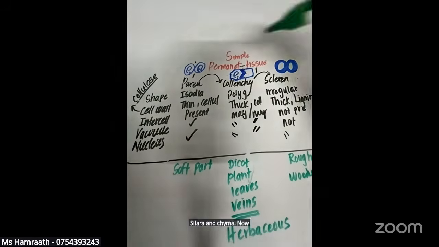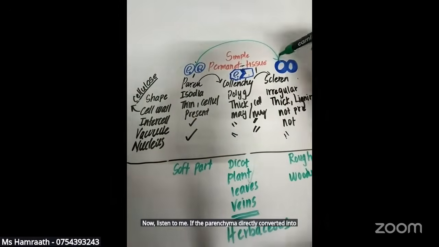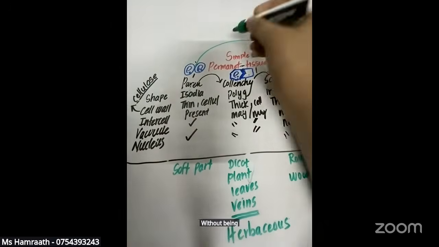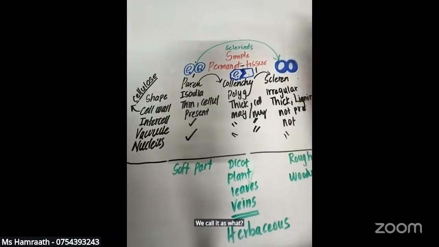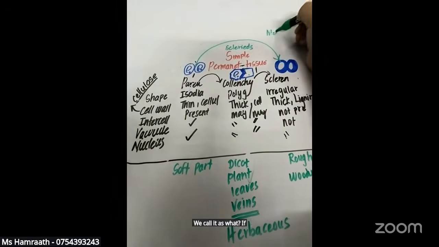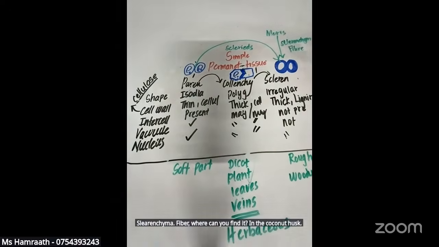Now listen to me. If the parenchyma directly converted into sclerenchyma, without being collenchyma, we call it sclerites. We call it what? Sclerites. If the meristematic tissue directly becomes the sclerenchyma, we call it sclerenchyma fiber. Where can you find it? In the coconut husk, date seed, the hardest part of the plant. You find these sclerites and sclerenchyma fiber.